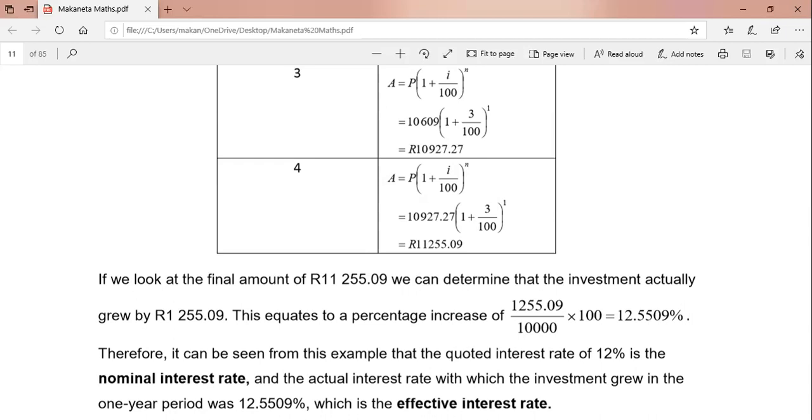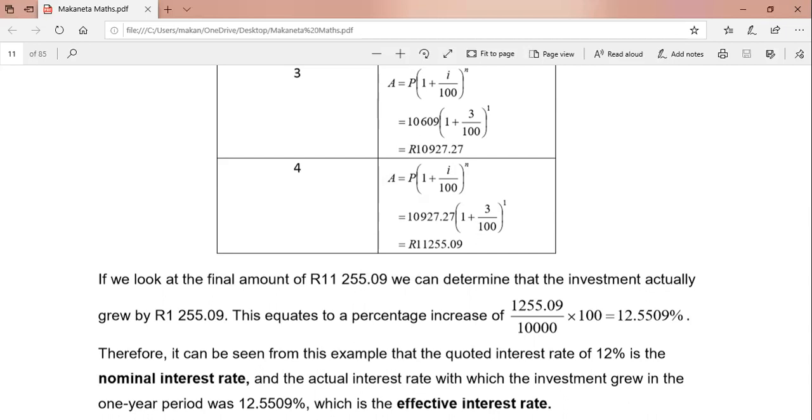11,255 rands and 9 cents. So we call it 9 cents. 0.9 is just 9 cents. So basically, that is what you have. At this point, we look at the final amount now, which is 11,255 rands and 9 cents.